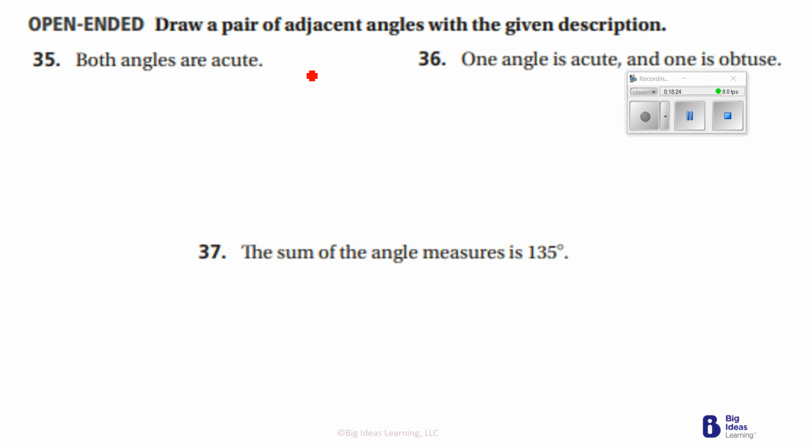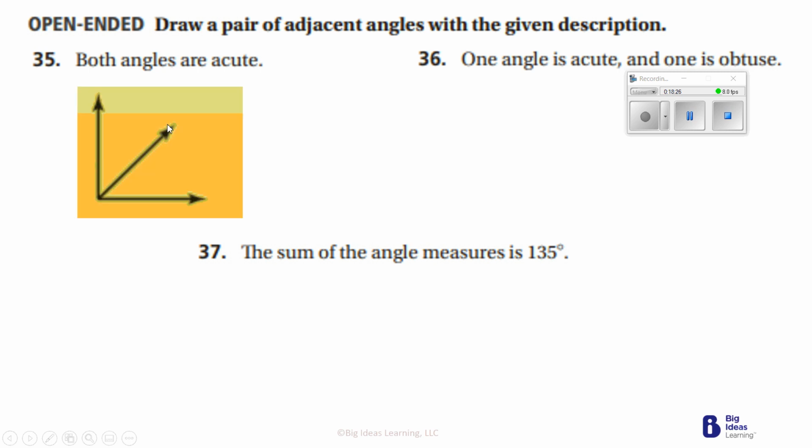Well, both angles are acute. I'm going to draw something like this because I know acute angles are less than 90 degrees, right? And since it says both angles are acute, I can draw this angle and this angle. I don't even have to show that these are 90 degrees. It is obvious that it is not more than 90 degrees on each one of these, okay? And remember, they're adjacent because they share a line and a point of vertices, okay?